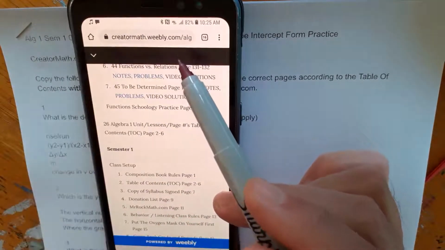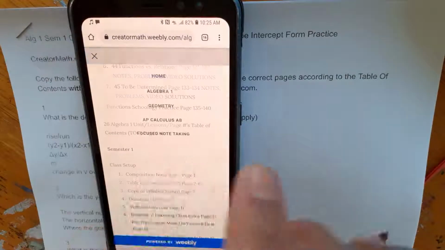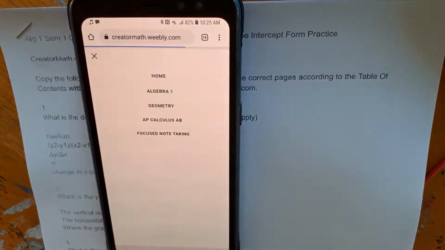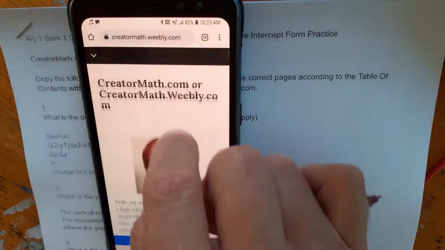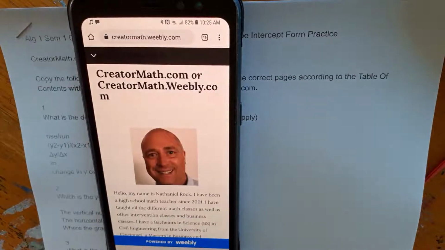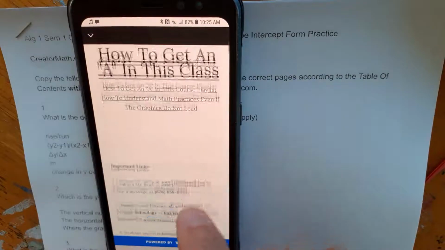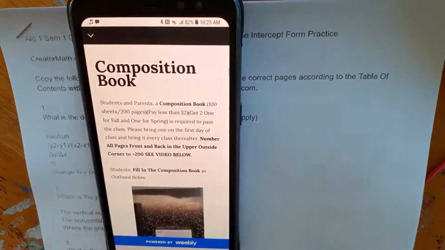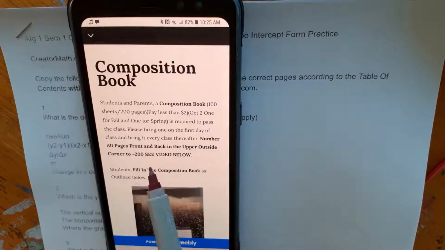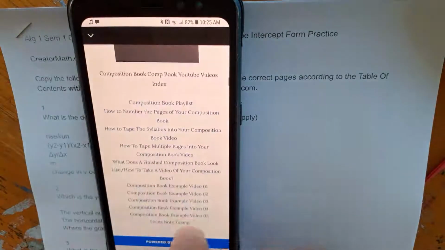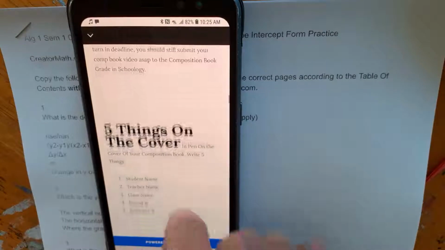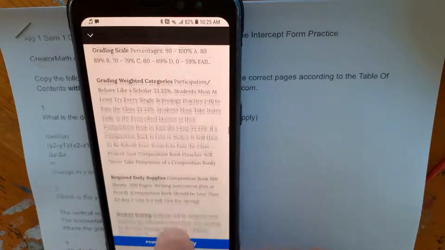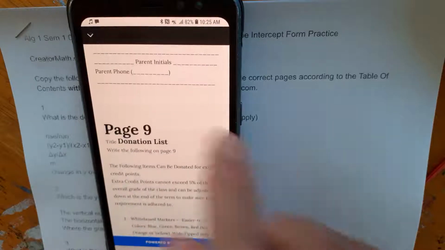creatormath.weebly.com. If you type that into Google, hopefully you will find a homepage that looks like this. Okay, that's how you know you're on the right site. If you have any questions about the composition book, which is a big part of the class and provides the notes for the practice set we're about to do, scroll down on that home page until you find composition book. Read the directions, you guys. Watch all the videos. Adhere to the turn-in dates and put everything on the pages in the places it belongs. All right, including the notes, which we're going to go to now.